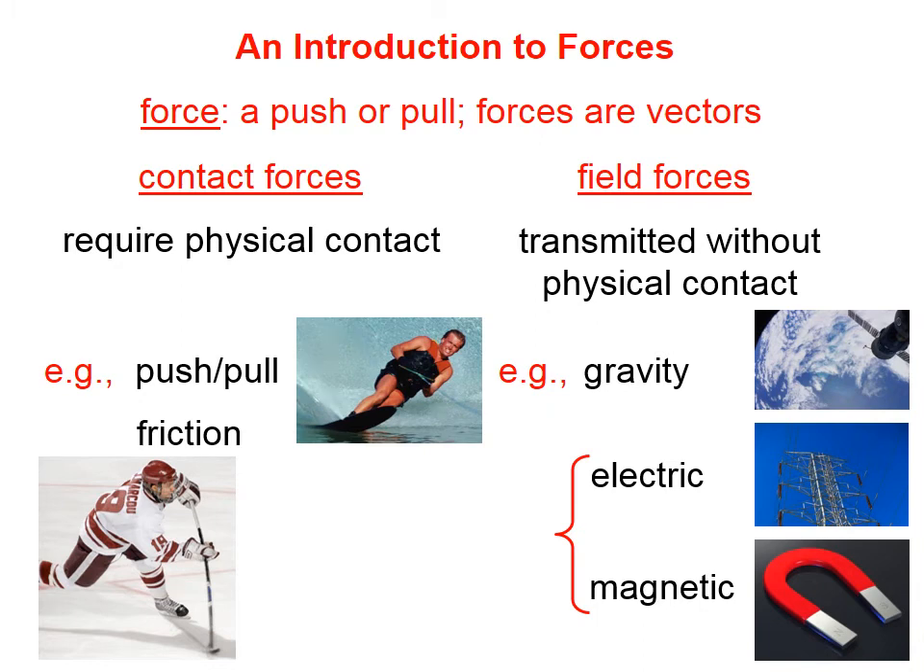You may have played with magnets as a kid, and they exert forces on each other even if they're not touching. In physics, we've actually combined those two types of field forces, electric and magnetic, and we call that electromagnetism, because it turns out that they're very closely related, two sides of the same coin, you might say.